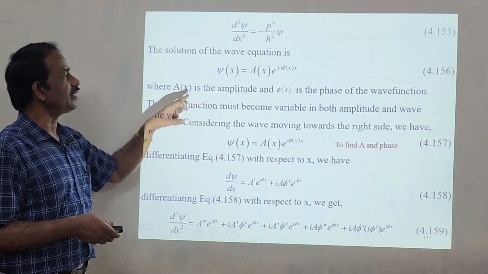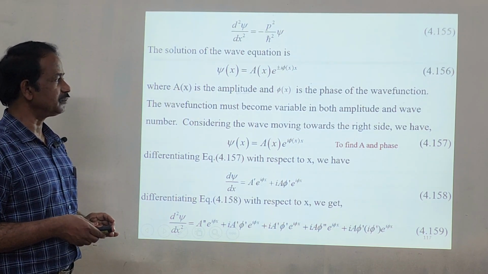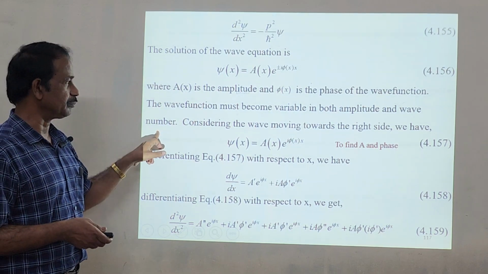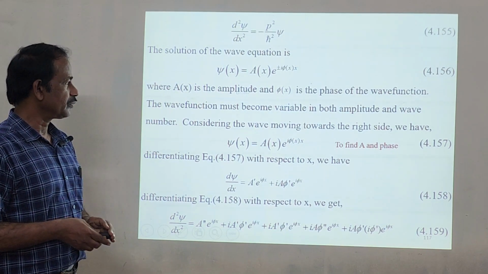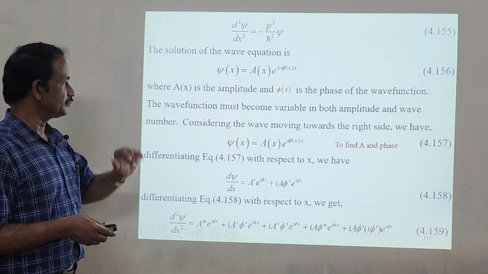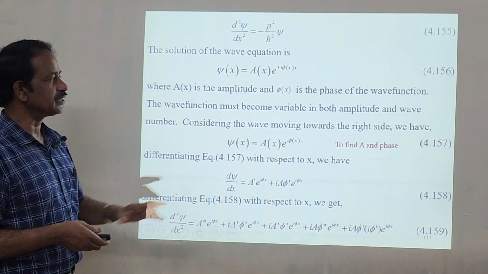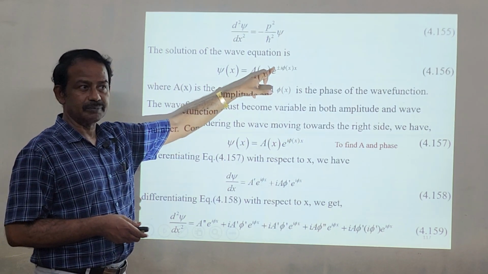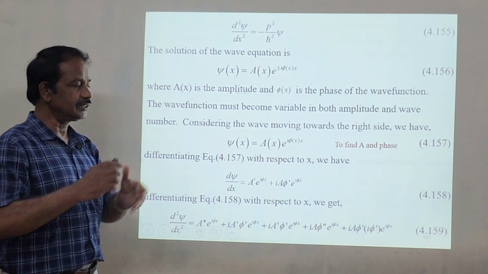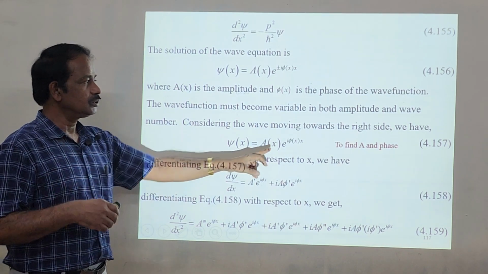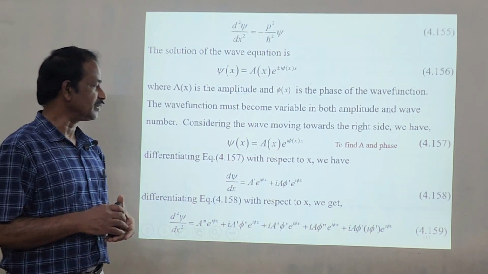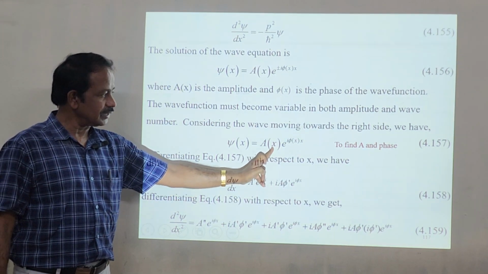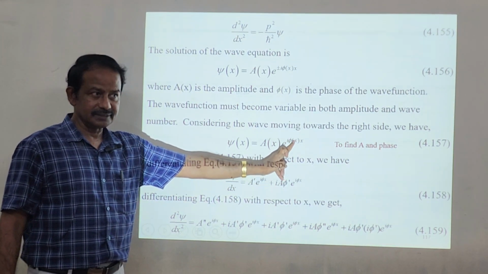Where A of x is the amplitude and phi of x is the phase of the wave function, the wave function must become variable in both amplitude and wave number. Considering the wave moving towards the right side, we will take only the plus quantity, e power i phi of x, here plus or minus. We will consider the particle that moves towards the right side, for the time being. Now A depends on x, and phi also depends on x.